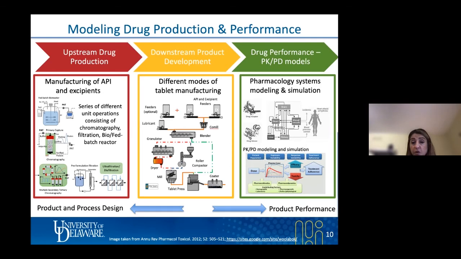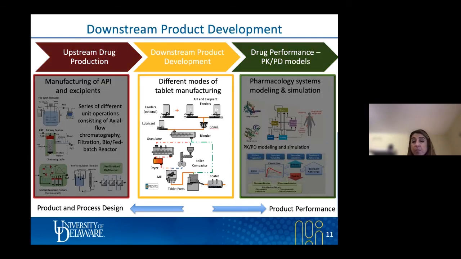So what I'm going to focus on today is the middle, which is product development. All the different tools and the digital twin that I'm going to present, at least the enabling technologies, are described in this box.